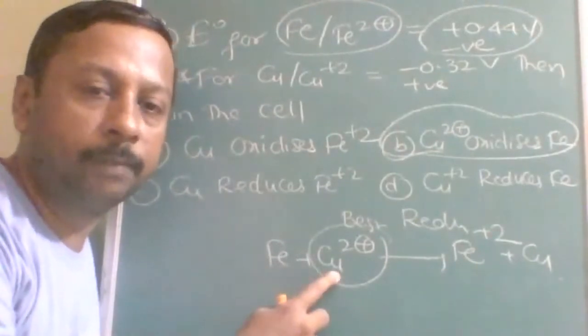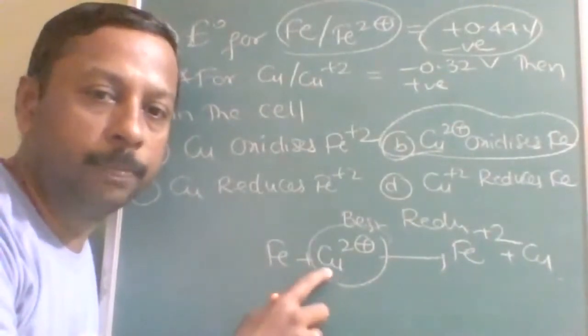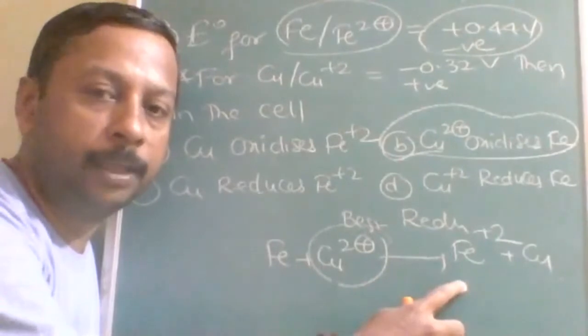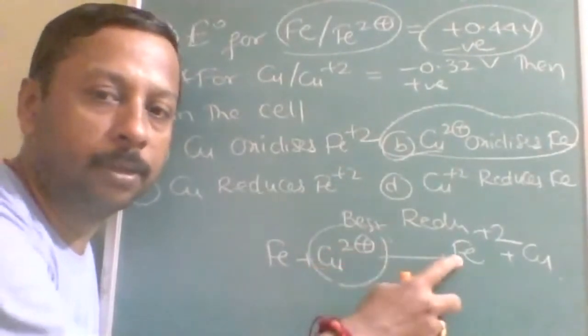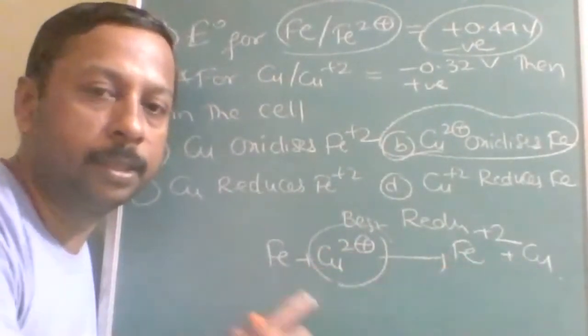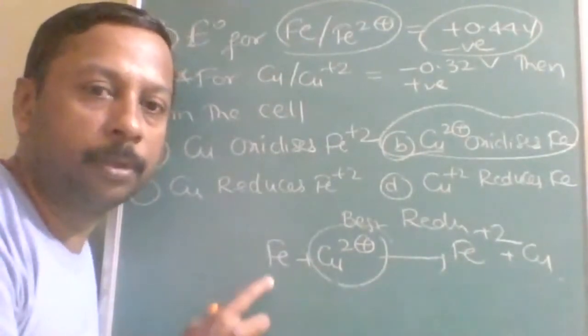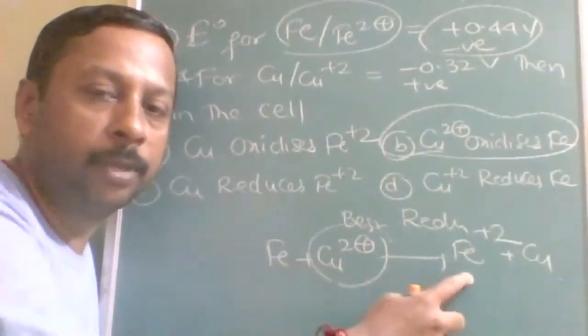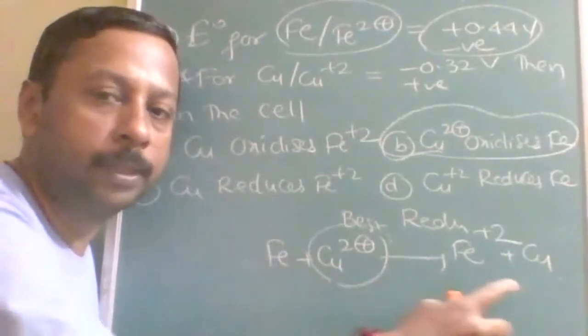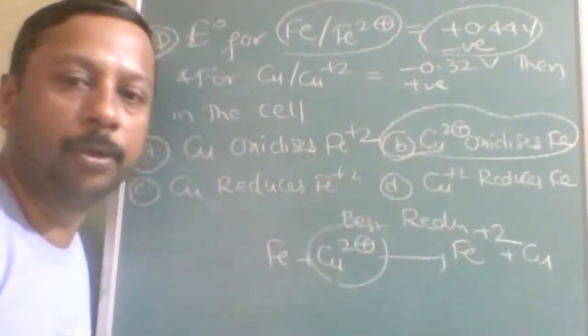Iron is more reactive than copper. Iron can replace it, and iron will be in the compound, +2, meaning in the compound, and the other in separate element state. So only this reaction is possible. So iron is undergoing oxidation, copper 2 plus is undergoing reduction. Therefore, option B is correct.